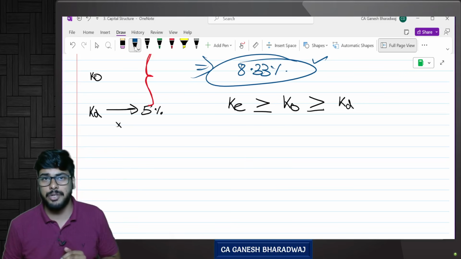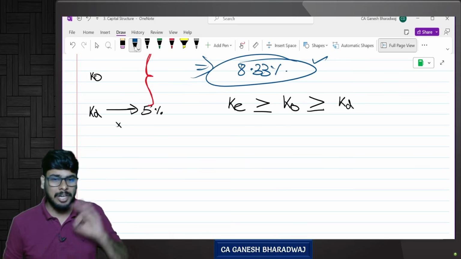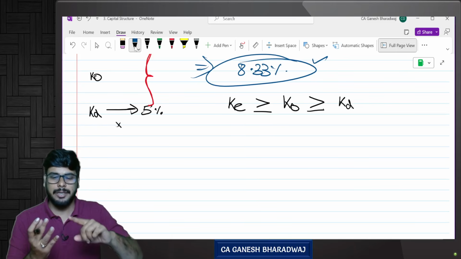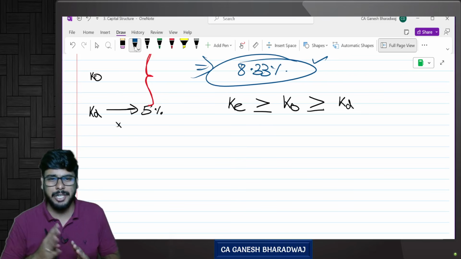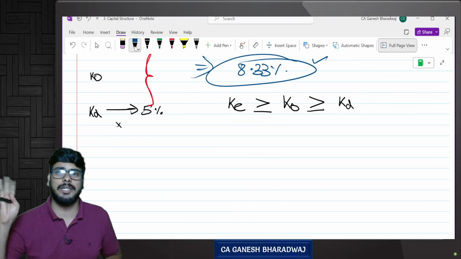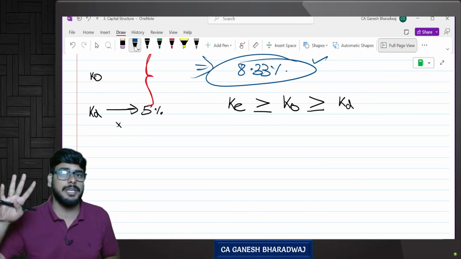Whatever chapters that we've been doing, more or less every attempt, your leverages, cost of capital and capital structure theories, these three chapters in an investment decision, more or less every attempt, it comes for 10 marks each chapter. So that makes it 40. Are you clear with this?